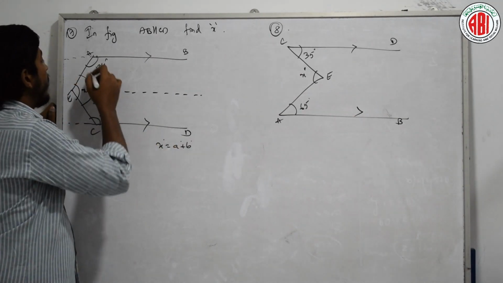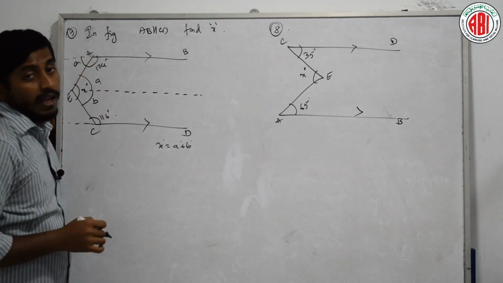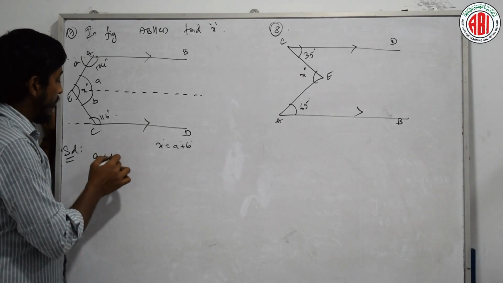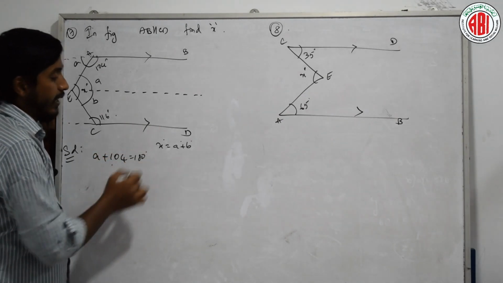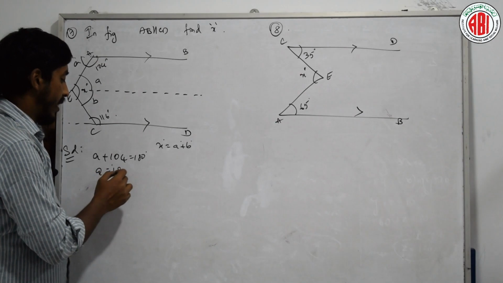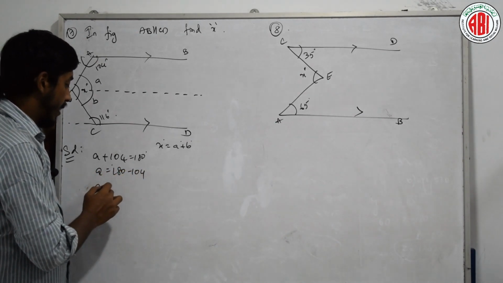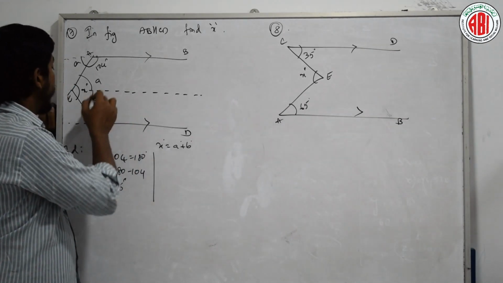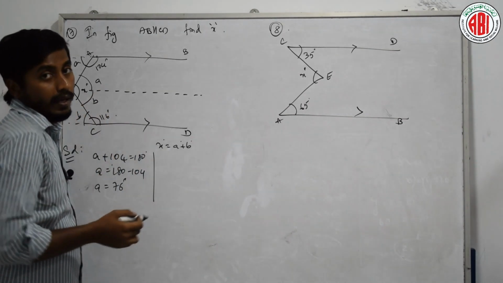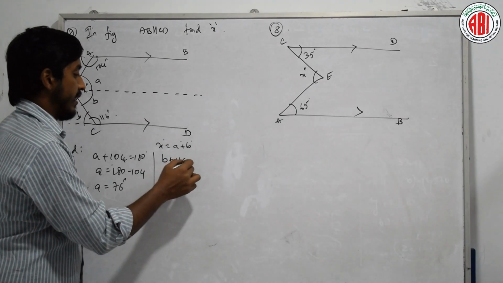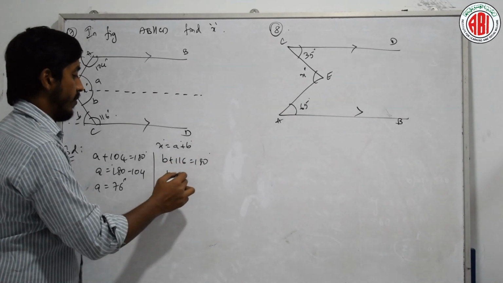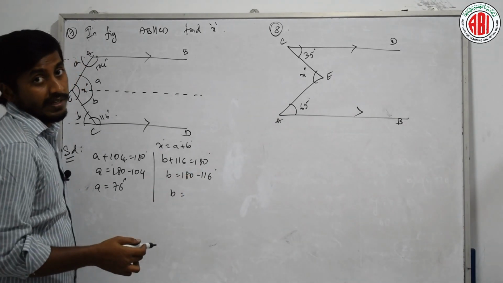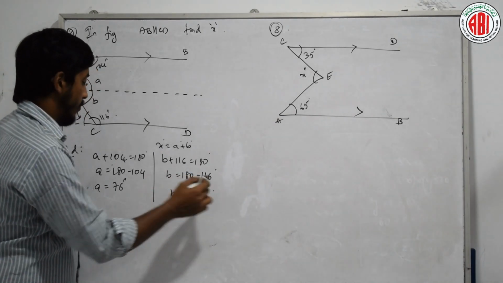Clear? Now if you observe, this is nothing but A, right? Now from that can I find A? A plus 104 is equal to 180. Therefore, A is 180 minus 104, that is A is 76. Clear? Similarly, if this is B, this is also B. B plus 116 is 180. Therefore, B is equal to 180 minus 116. How much is it? 180 minus 116 is 64.